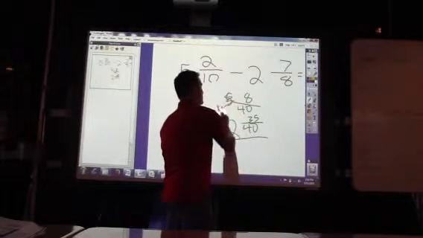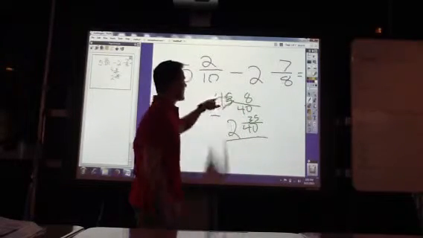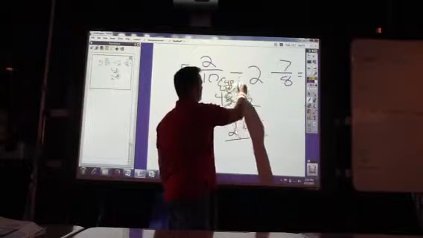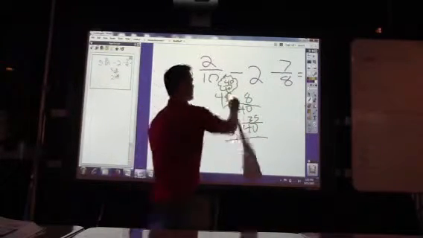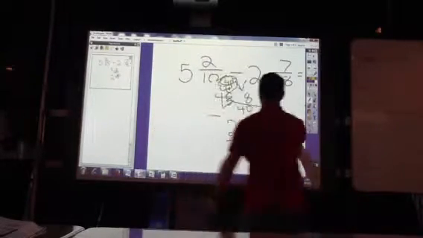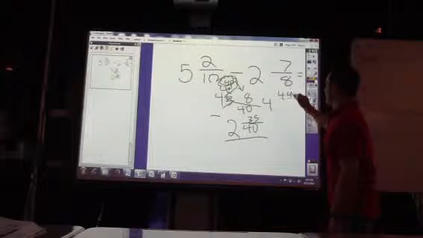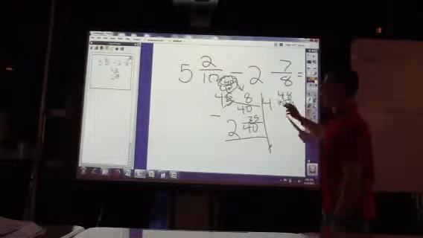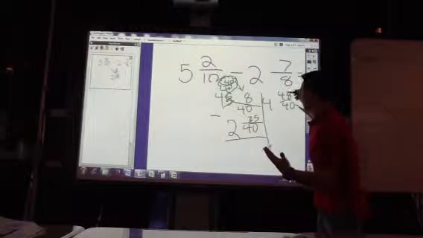I'm going to take one away from here, becomes a 4. What did I take out of here? I took 40 40ths out of here. So it's up here floating in a cloud. So now I'm going to take my 40, add it to the 8, and I get 48. So I have 4 and 48/40. Look here, this looks really weird. It's a mixed number with an improper fraction.